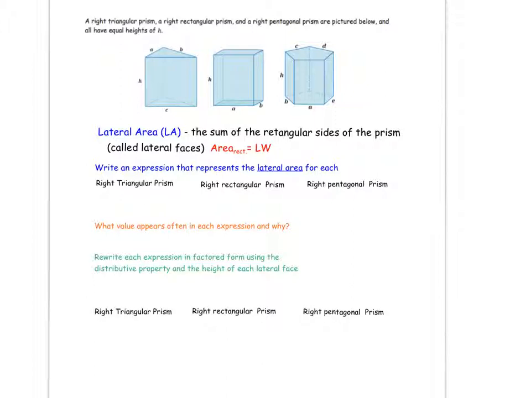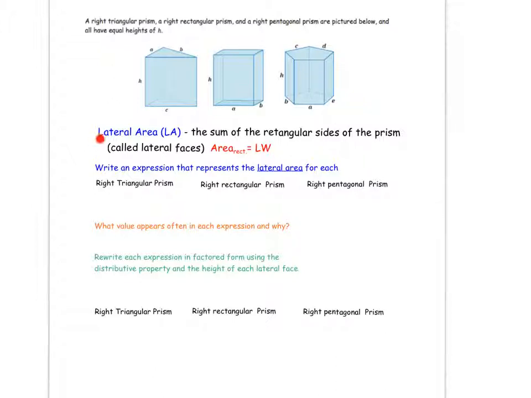So first, a right triangular prism looks like this. Here the top and the bottom are triangles, and it's right because we have our right corners. So the faces are all rectangles. This is a right rectangular prism, because again, here are our bases that are rectangles. And here is a right pentagonal prism, because our bases, our top and our bottom, are pentagons. And all of the sides form right angles.